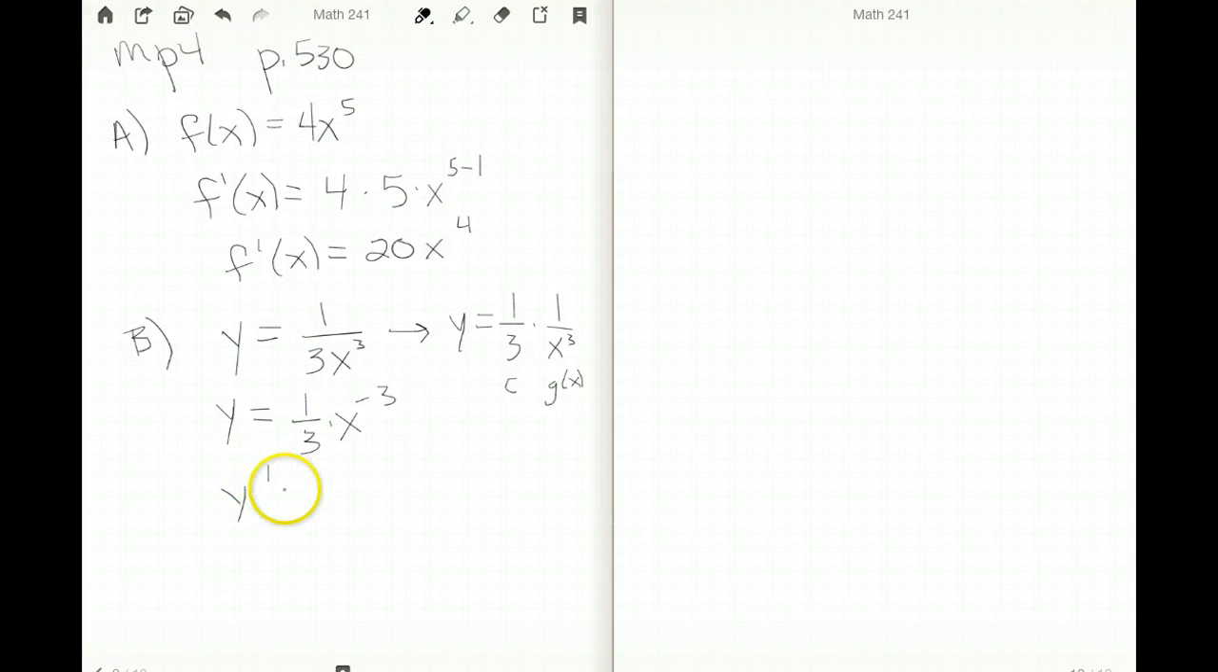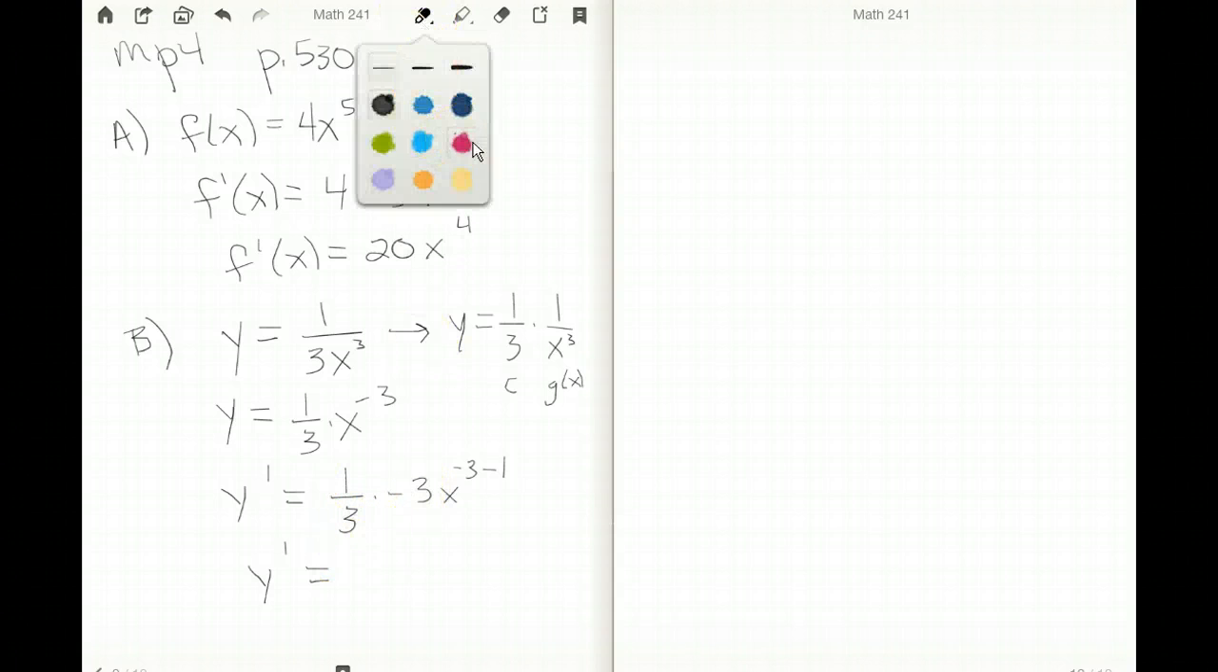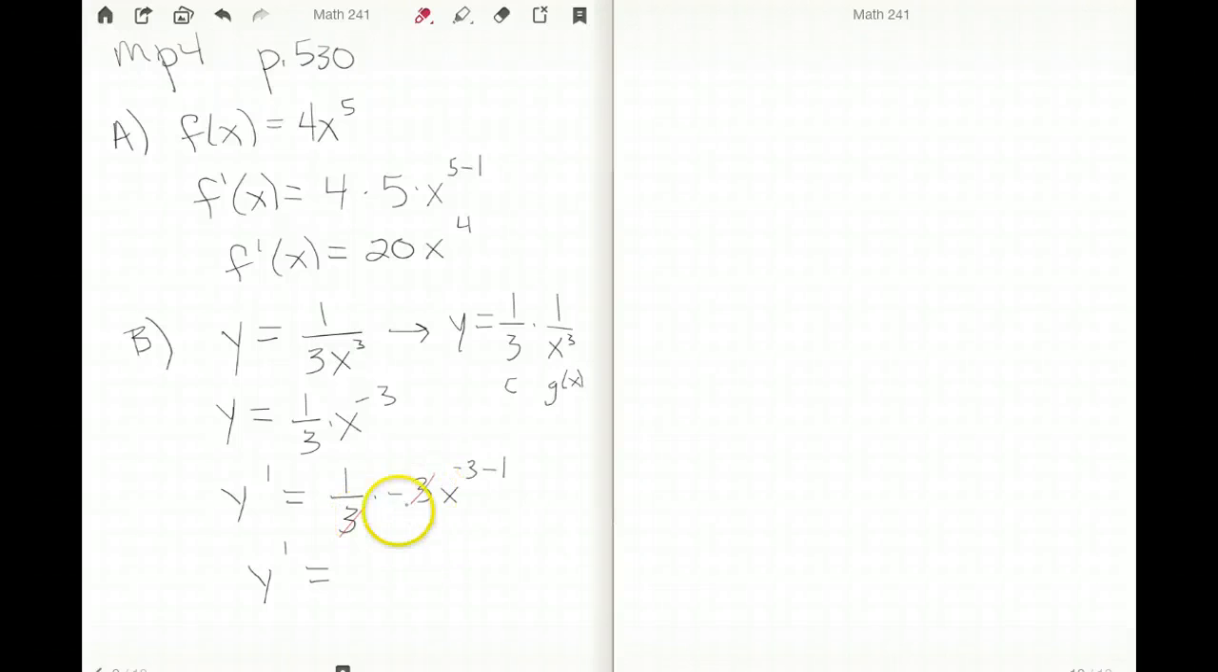So y prime, the derivative, is going to be what? The 1/3 stays out front as c. And now I have to do what? Apply power rule to this x to the negative third. So I bring the negative 3 out front, x to the negative 3 minus 1. Okay, so let's simplify a bit. What happens to the 3 and the negative 3? They cancel, leaving me just the negative sign. So I get negative x to the negative 3 minus 1, which is negative 4. Okay, perfect. Great.